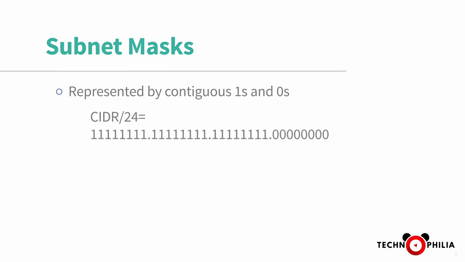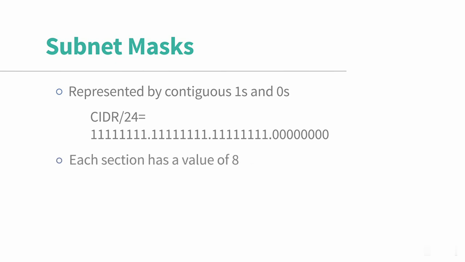Each section has a value of bits. There are 4 of them, and 8 times 4, of course, is 32. And 32 bits is 2 to the 32nd power, which adds up to around 4 billion IP addresses.